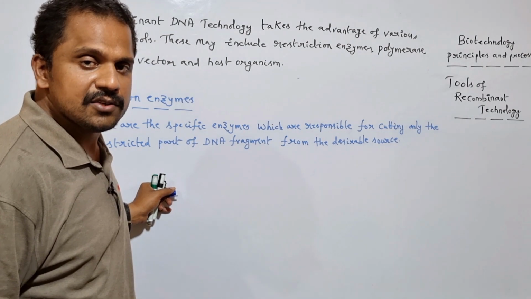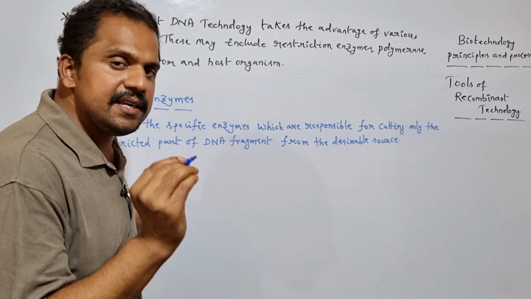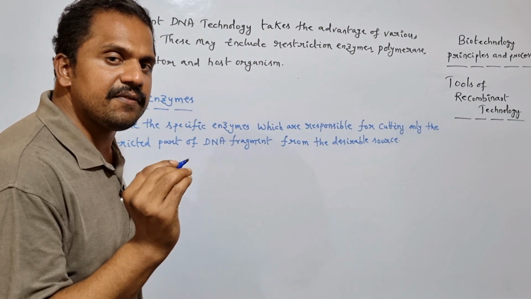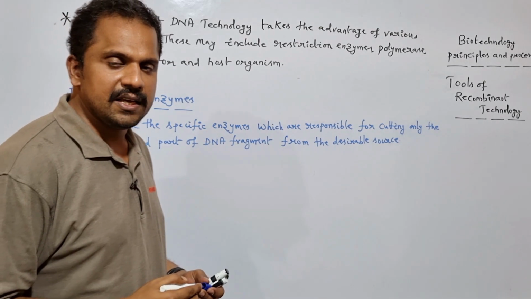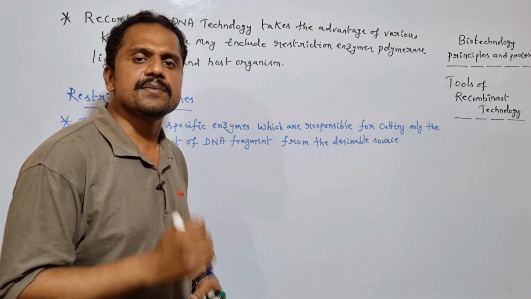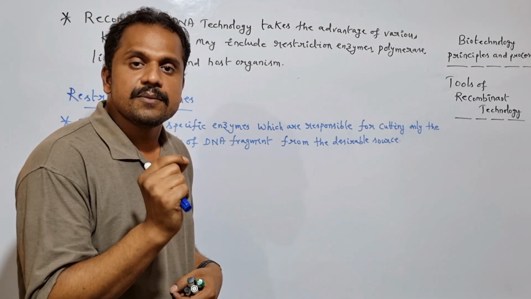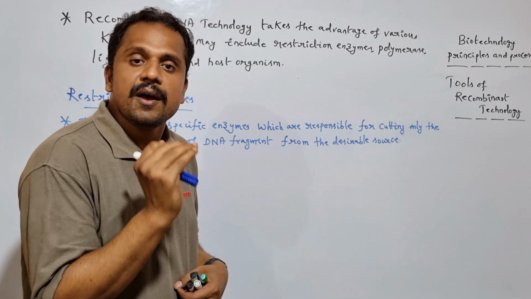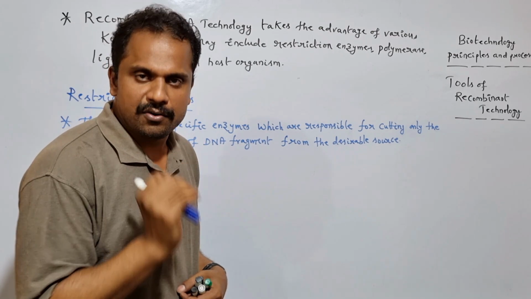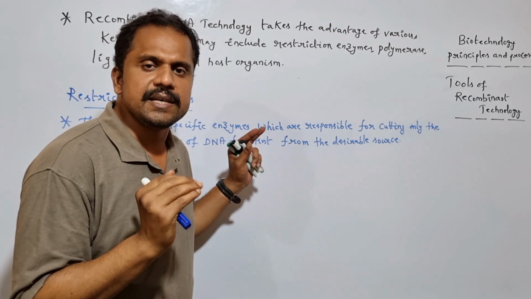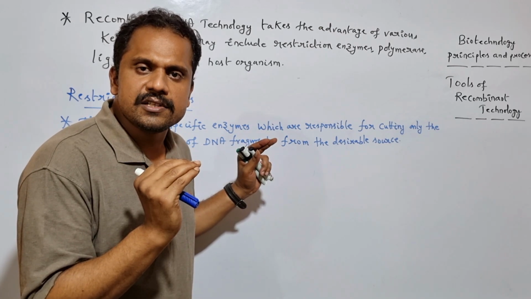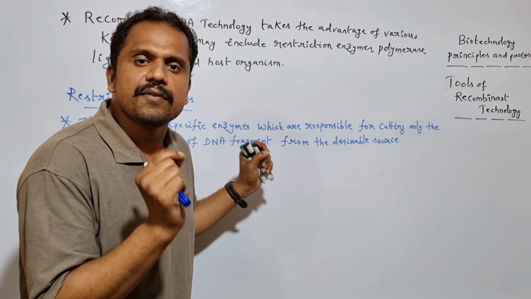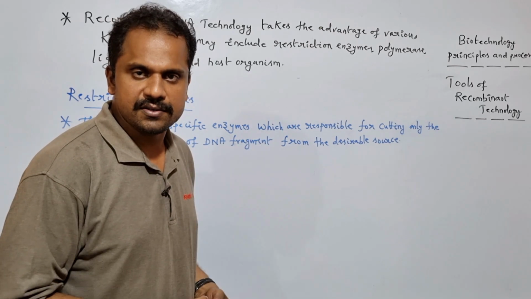Such specific enzymes are termed as restriction enzymes. For the very first time, these restriction enzymes were identified in the year 1963. The particular restriction enzymes are responsible for restricting the growth of bacteriophage in the E. coli host cell. Is it clear?